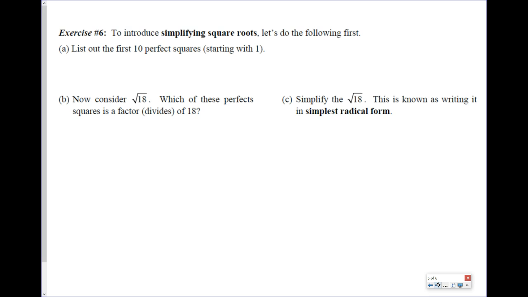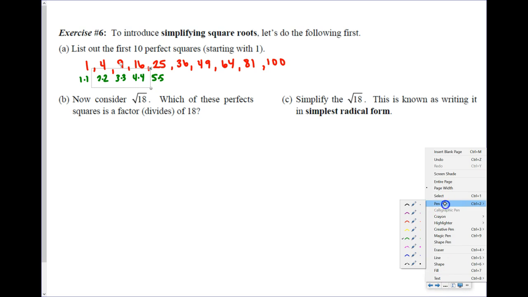Letter A says, list out the first 10 perfect squares. We've done this a lot. The first perfect square is 1. The next perfect square is 4, then 9, then 16, 25, 36, 49, 64, 81, and 100. Now, if you're confused as to where I got those numbers, remember from a long time ago, 1 times 1 is 1. We talked about this before. I'm just getting all of these perfect squares. So this is 5 times 5.